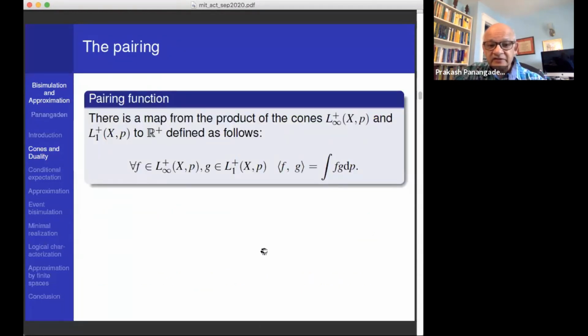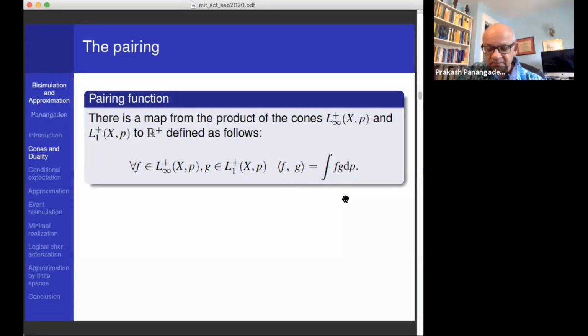So there's a very nice function which we call the pairing, which takes an element of L infinity plus and L1 plus and defines a real number. So we'll write this with inner product style notation. You take an f from L infinity, a g from L1, and you get the number associated by this integral.